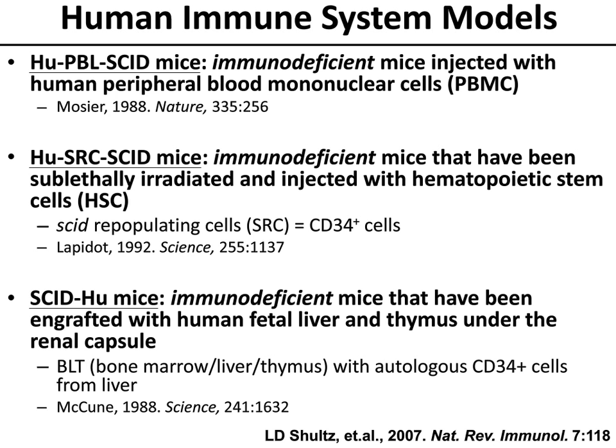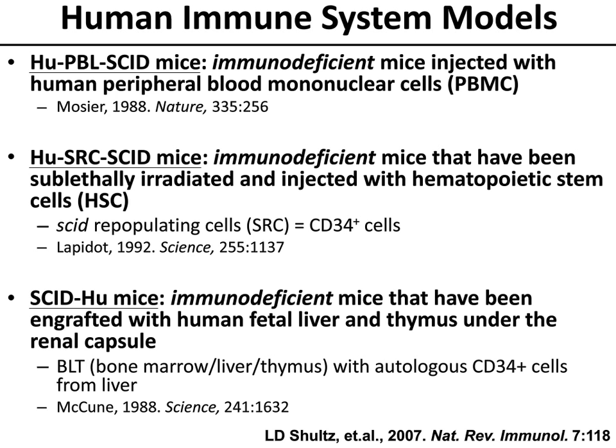So the final model really started out as the SCID-hu mouse, developed by Irv Weissman, Mike McCune, and Lenny Shultz. So in this model, these are basically our immunodeficient mice that have been engrafted with human fetal liver and thymus under the renal capsule. And when you do this, you actually grow a functional human thymus under that kidney capsule that can educate T cells. The problem with the base SCID-hu model is that it's very difficult to get robust peripheral engraftment of human immune cells with only that thymic organoid growing there.